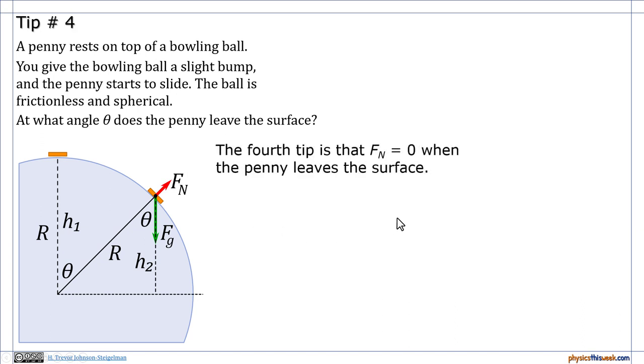Okay, the fourth tip here is that the normal force goes to zero as the penny leaves the surface. Up here at the top, the normal force is pointing straight up. As it goes down the surface, that force starts to tilt a little bit, always staying perpendicular to the surface, and it's going to get smaller and smaller as the penny moves down the surface.